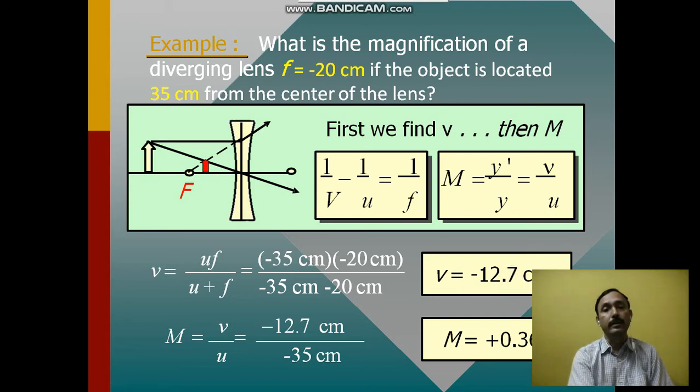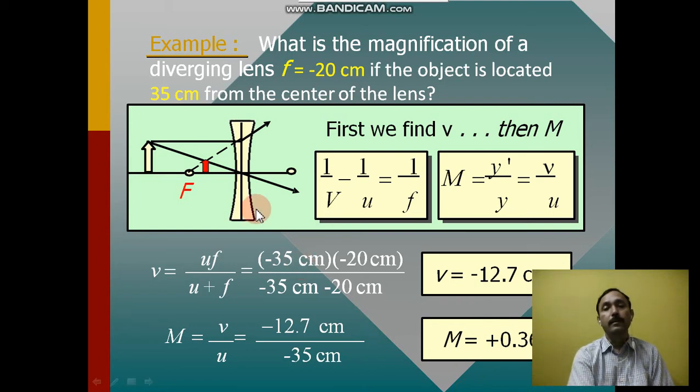Now what is the magnification? Magnification means y dash by y is equal to V by U. V is minus 12.7 centimeter and U is minus 35 centimeter. So the minus signs cancel out and M becomes 0.364. So the image is smaller in size, and the sign is plus.